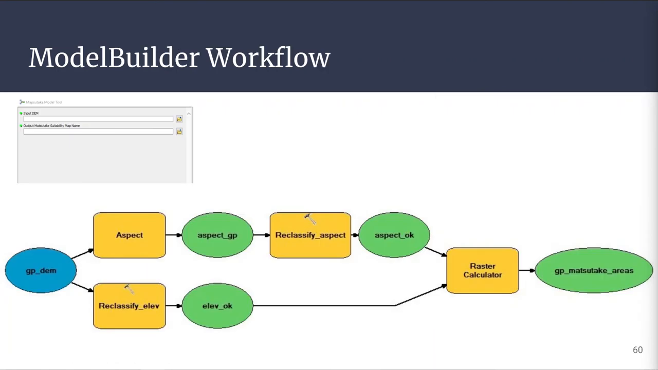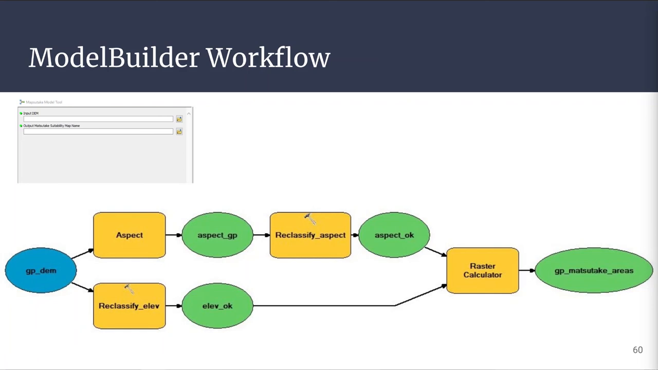So here's another ModelBuilder model. This one you should be a little bit familiar with. This is what I described in the last video, that suitability model for matsutake mushrooms. Remember, the only input data set that I had there was the DEM of Gifford-Pinchot National Forest. All you have to do here is put a DEM at the beginning where GPDEM is, run the model, and it'll conduct all those steps just using any DEM for anywhere.